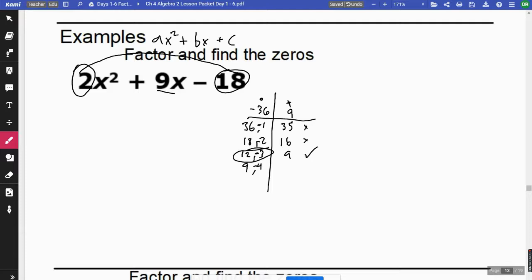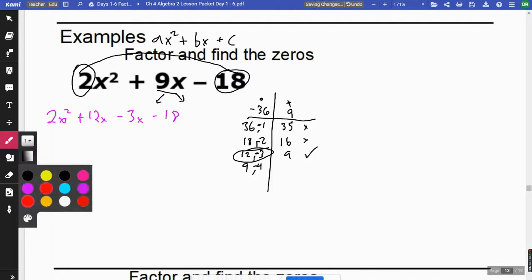First of all, these two numbers we just found out, that's what this 9x turns into. So essentially, we have the same polynomial, or the same trinomial in this case, 2x squared, and instead of 9x, we have plus 12x minus 3x, and then minus 18. And from here, we can use grouping method or box method.